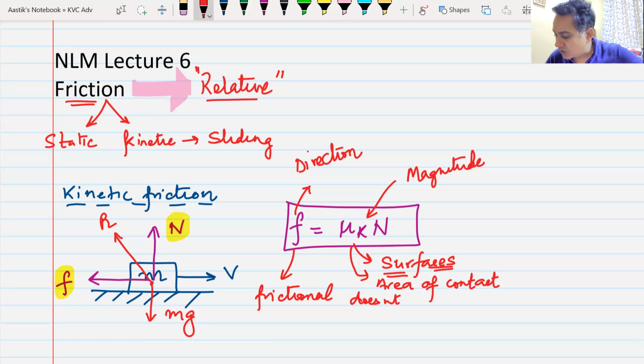In fact, it is because of friction that I am able to write on this tablet. It's because of friction that you are able to write on your books. It's because of friction that you can walk. It's because of friction that your car moves forward. If there is no friction, life is going to be very, very sick. Friction does not oppose motion, it only opposes relative motion.